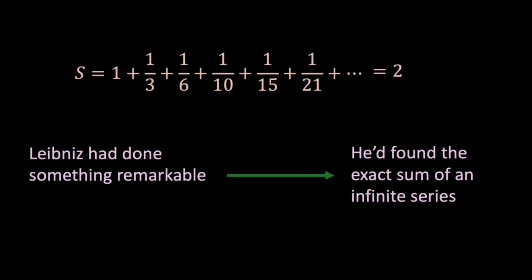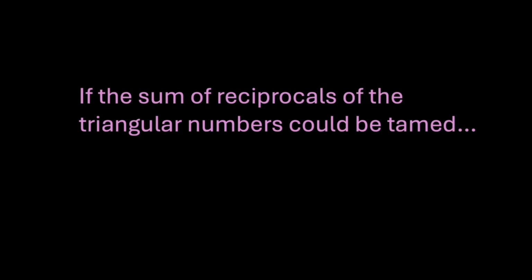And once you have one example like that, it's hard to stop. Mathematicians became obsessed with the idea. If the sum of the reciprocals of the triangular numbers could be tamed, then what else? Could even more complex infinite series be solved? Could others be shown to converge, or even better, be reduced to a neat, closed-form answer?